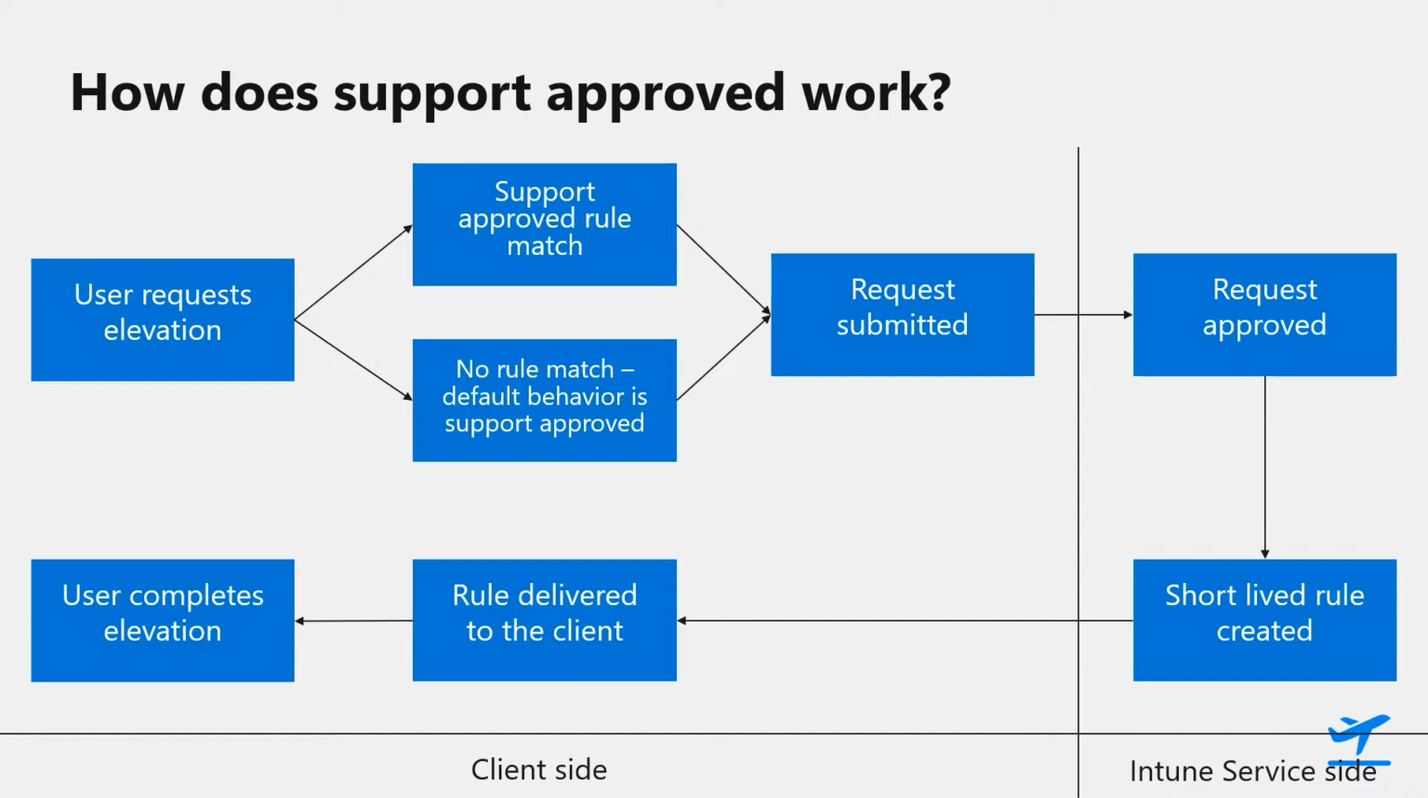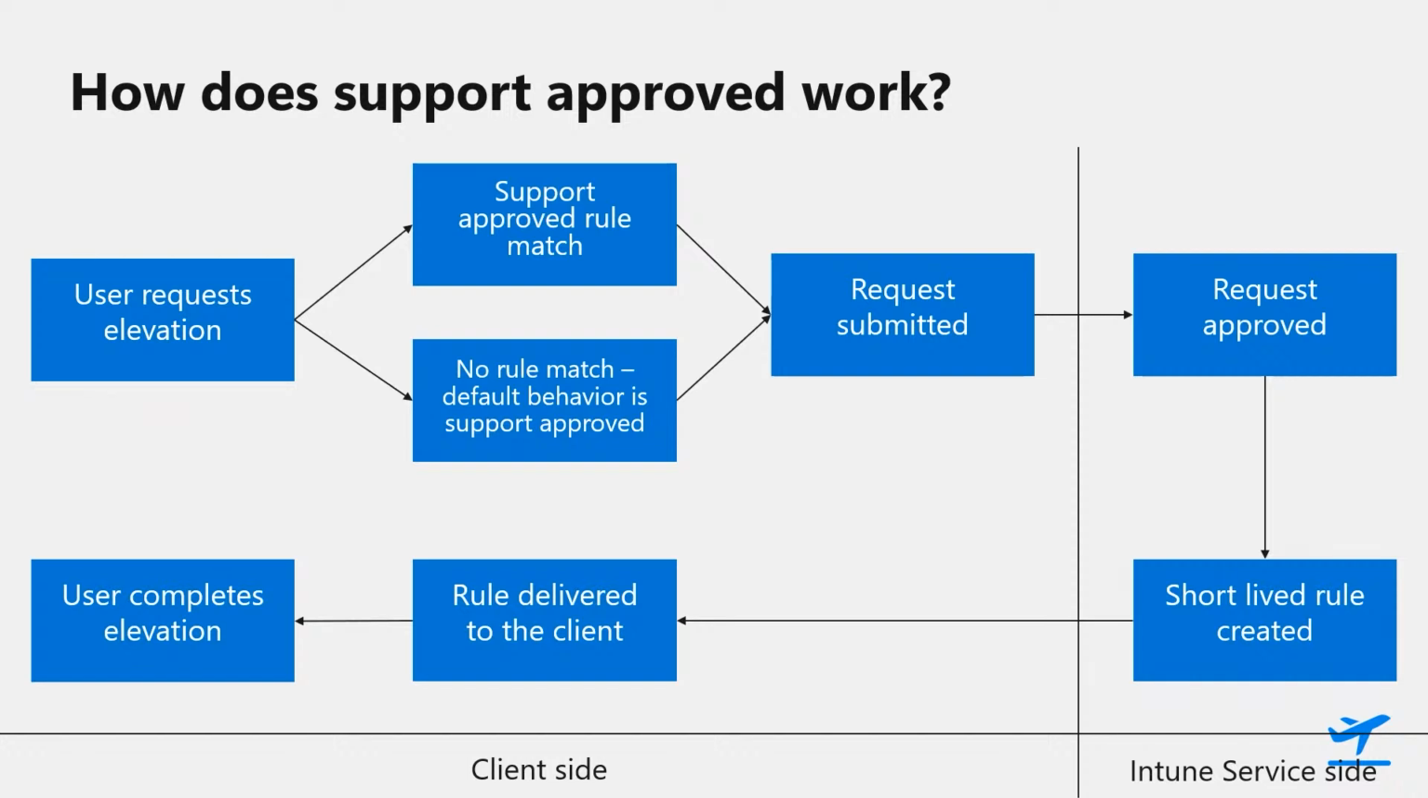Okay, let me first talk about how support approved actually works. We start off with the user requesting elevation, just as they would normally for other types of EPM rules. And then we have two different cases. Either the administrator has created an explicit rule that is support approved, and so we'll match that rule. Or if there is no explicit rule, but the administrator has configured support approved as the default behavior, we also fall into the same support approved flow.